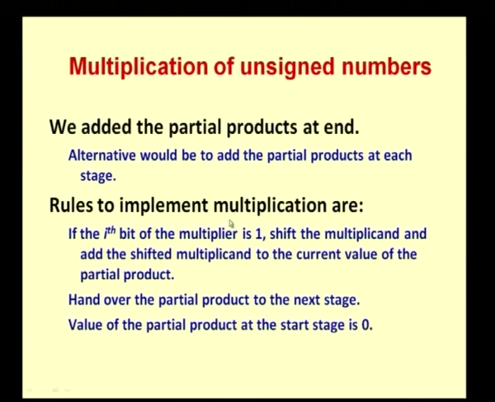The rules that we have to implement multiplication are: if the ith bit of the multiplier is 1, you shift the multiplicand and add the shifted multiplicand to the current value of the partial product. The initial partial product value will be 0, and then you hand over the partial product to the next stage. What will the next stage do? Again, that will look at the next bit of the multiplier, and based on that, shift the multiplicand and add it to this value. This is what we would require.